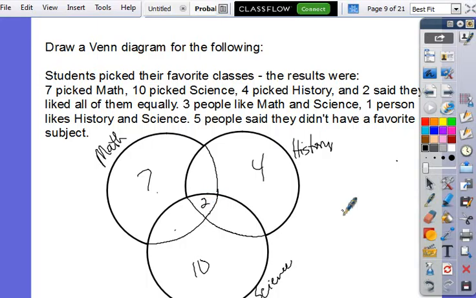All right. 3 like math and science. So it's got to be in the math circle and the science circle, off to the left. All right, so that's going to be there. And then it says 1 person liked history and science. Said 5 people said they did not have a favorite. So if they're not included in here, you just put it on the outside somewhere. All right. So that's how we do it.